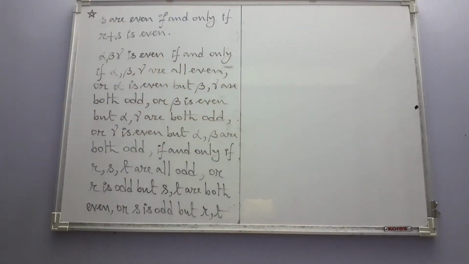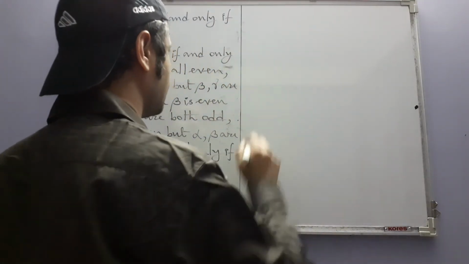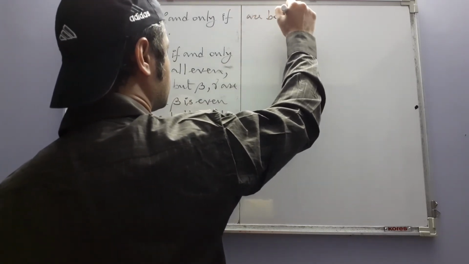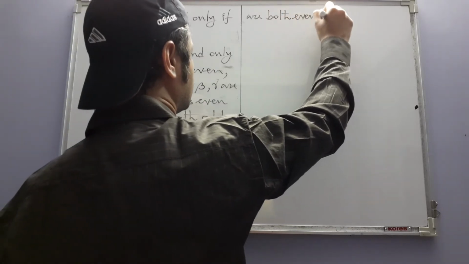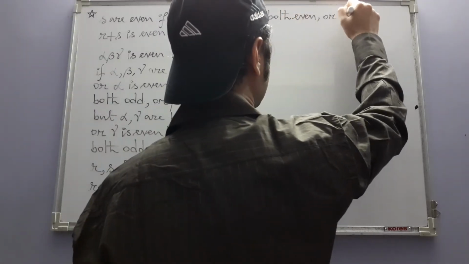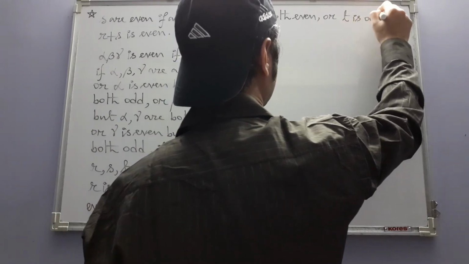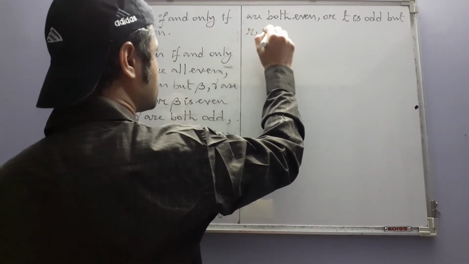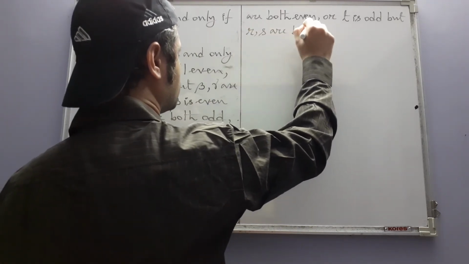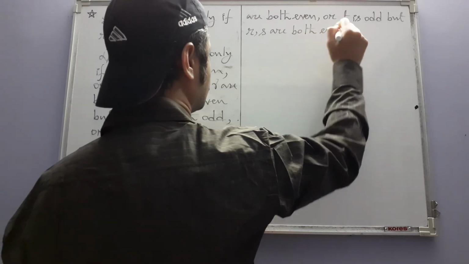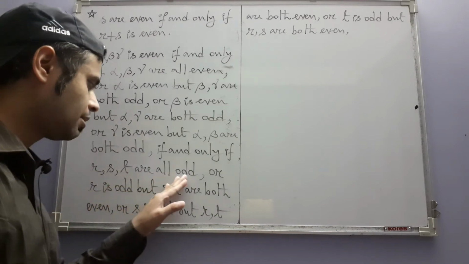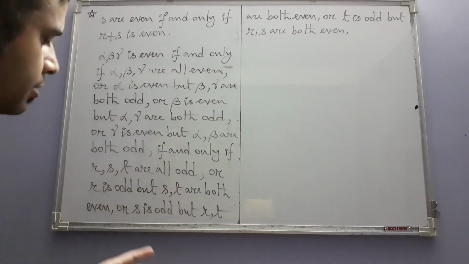Whatever it is, we just have to find the truth, that's all. S is odd but r and t are both even, or t is odd but r and s are both even. Okay, so here we are getting all of them odd cycles.